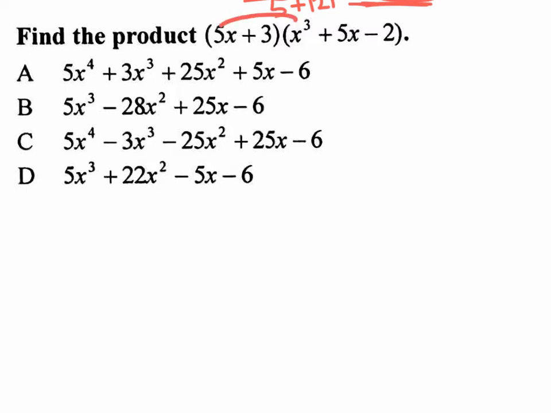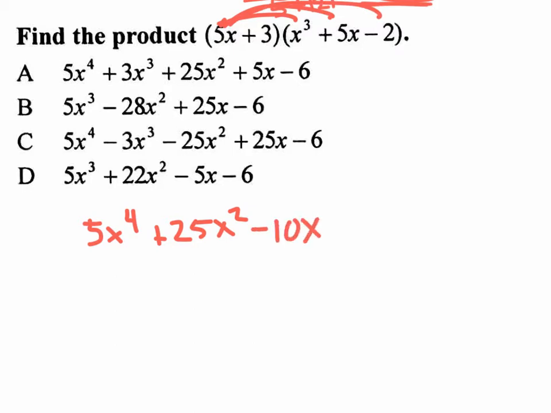5x times x to the third, that is 5x to the third. No, I'm sorry. That is 5x to the fourth, because we have to add them. And then 5x times 5x, that's going to be a positive 25x squared. And then 5x times negative 2, that's negative 10x. And then let's distribute the 3 times x to the third, that's positive 3x to the third. Positive 3 times positive 5x, that's positive 15x. And positive 3 times negative 2 is negative 6.